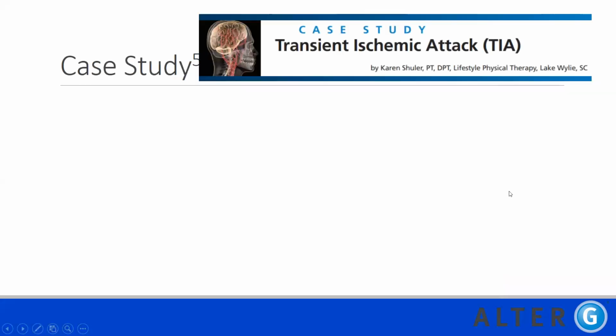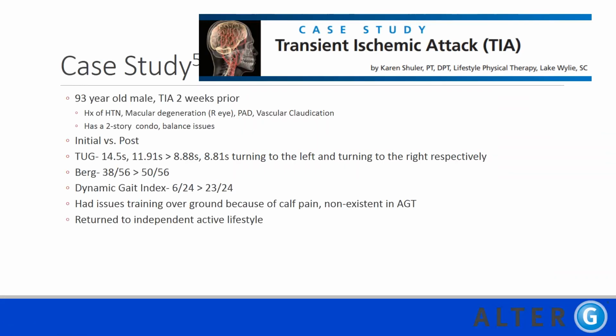Okay, so a case study here, and I have a little bit of time here, so I'm actually going to talk a little bit about an experience that was personal to me, but I'll explain this case study. So this case study came right from the AlterG website. So it's someone who had a stroke. The patient was a 93-year-old male. He had a stroke 2 weeks prior. Has a history of hypertension, macular degeneration in the right eye, PAD, and vascular claudication. Has a 2-story condo and balance issues.